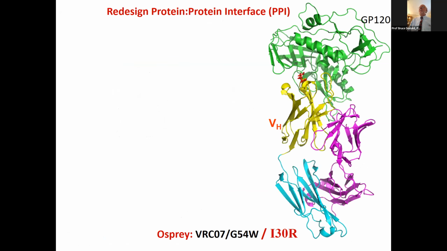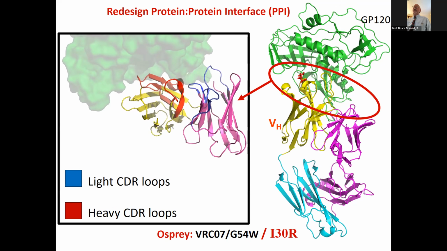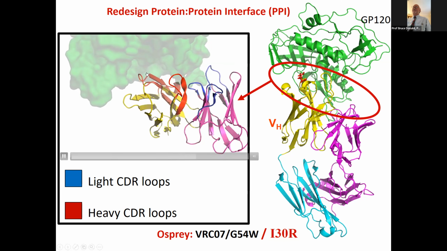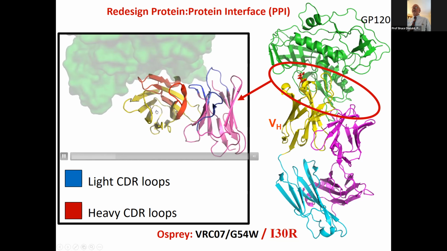Let's go on to some results here. Using these better probes, they came up with this beautiful antibody that's slightly different from VRC07 here. And then we used Osprey to redesign the interface to make it broader and more potent. So here's the interface. The picture is like the one I showed you, but in more detail. We're trying to optimize or change the residues that are on the surface here. Here we have the heavy chain and the light chain.